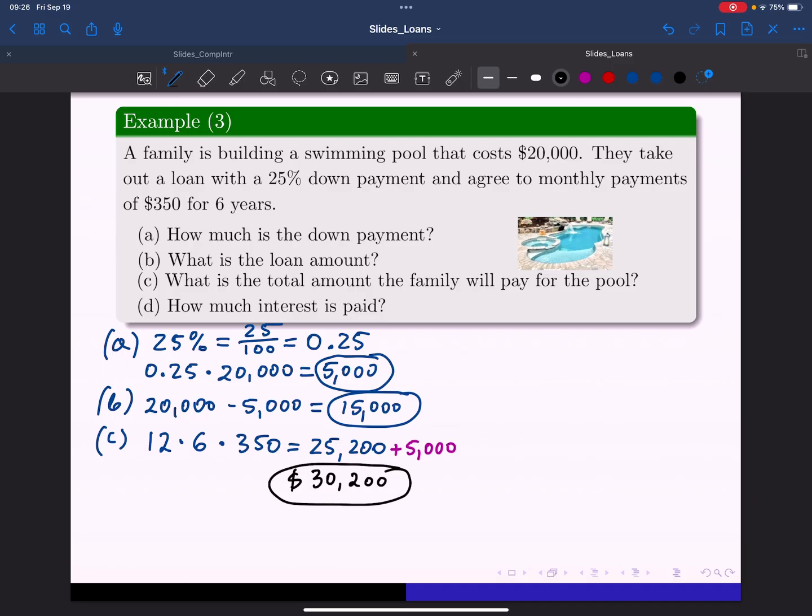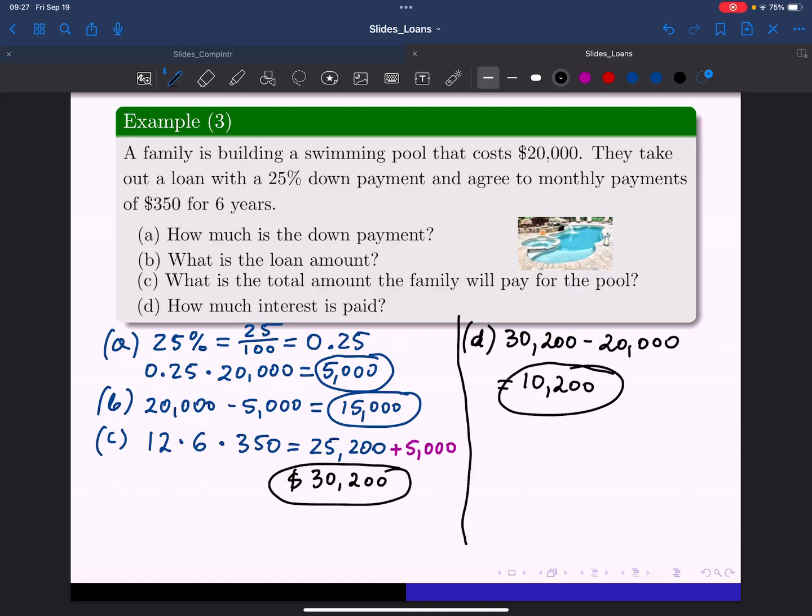And how much is the interest paid, or how much does the store make on the family? In that case, we have what we paid minus the original cost. So part D, we have 30,200 minus 20,000. So this is equal to 10,200. This is the interest paid to the store.